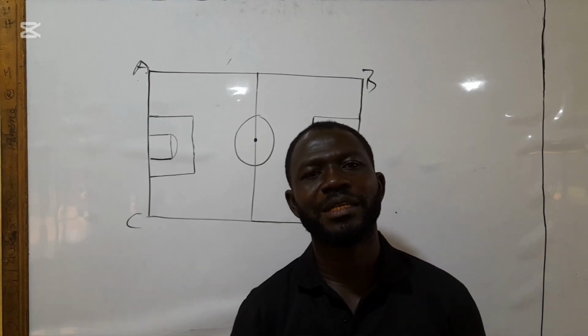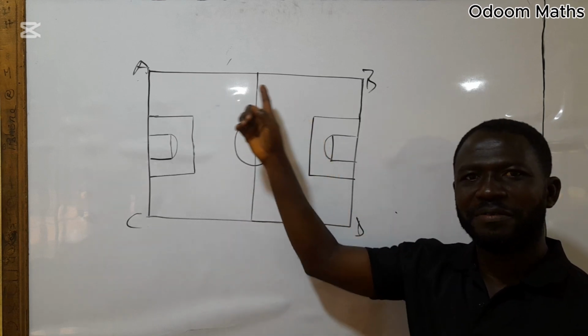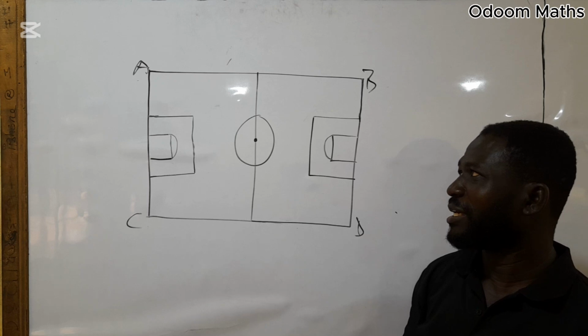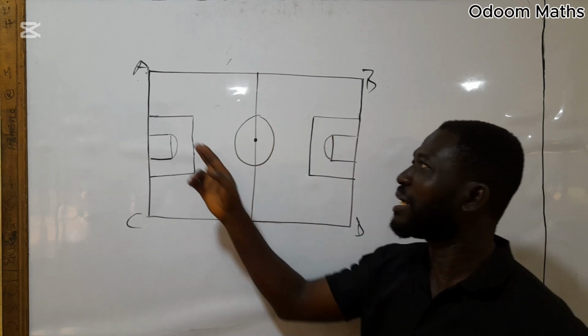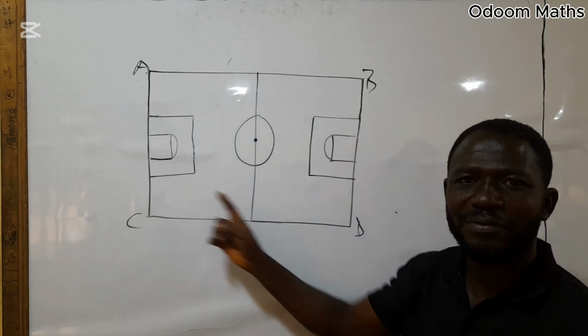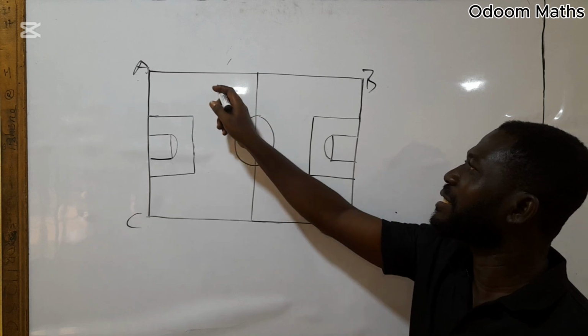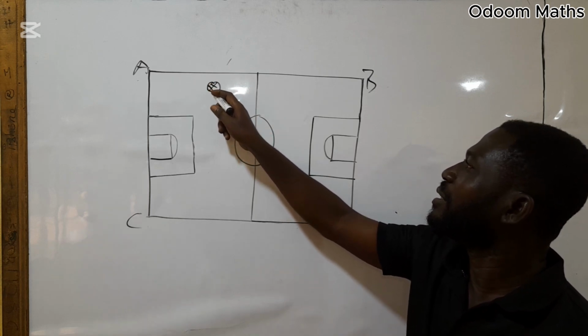This is Udumat. Today I want us to look at this football pitch, which is not drawn to scale. Okay, it's not drawn to scale. So let's consider lines A, B, C, D bordering this football pitch. Now when players are on the pitch, let's say this is the ball.